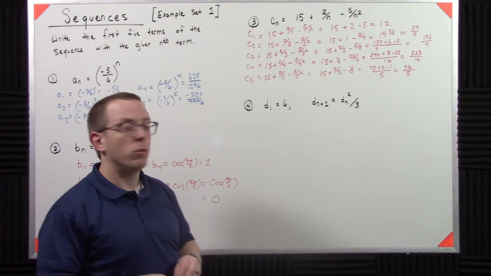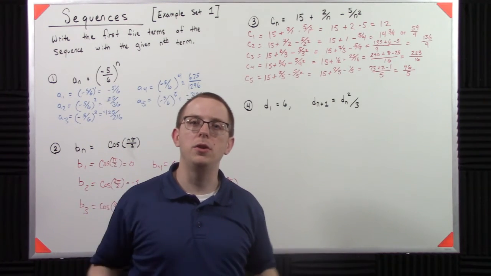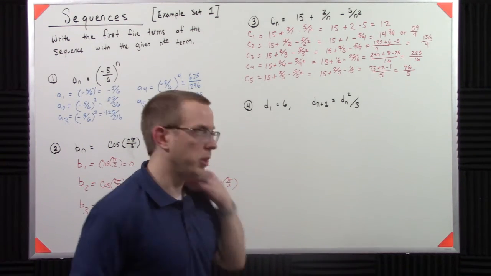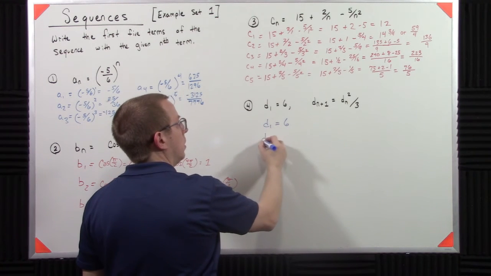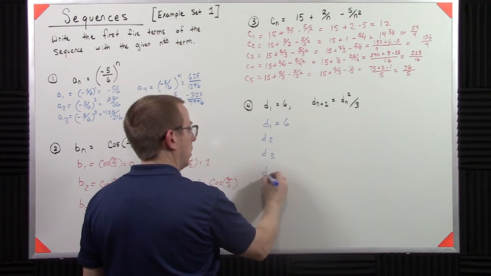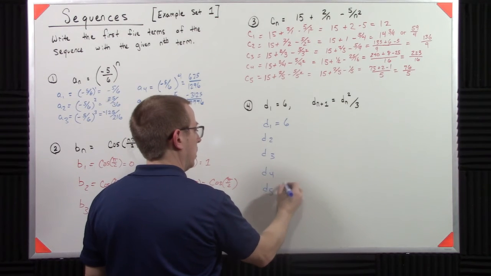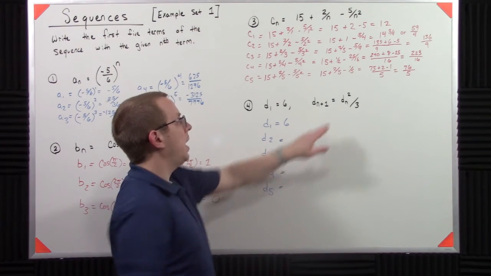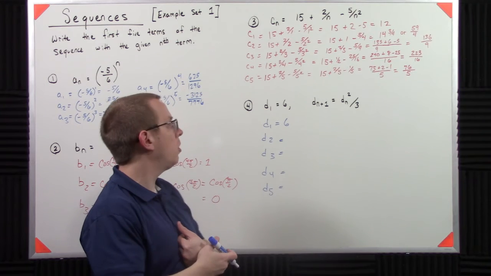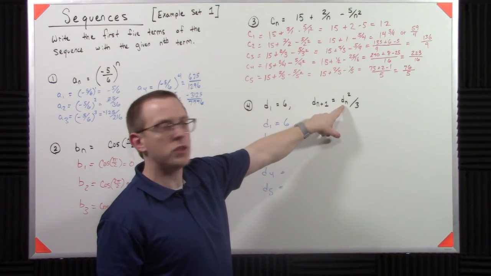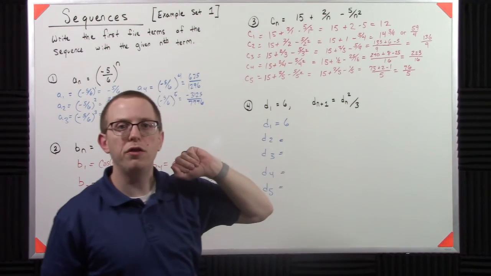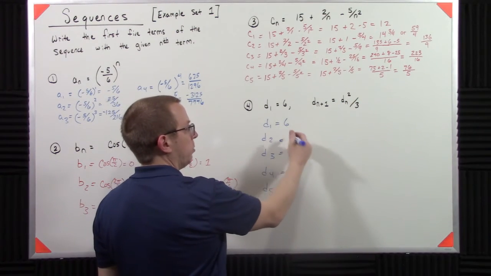And finally, we have a recursive sequence. So we need to figure out how to do this based on the recursion formula. So I have D1. And I have to use this recursion formula. So the recursion formula says, for each term, take the previous term and square it, then divide the result by 3. So I have to take the previous term.